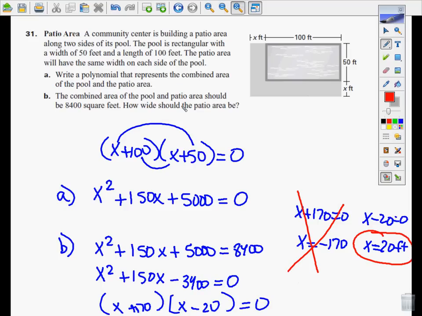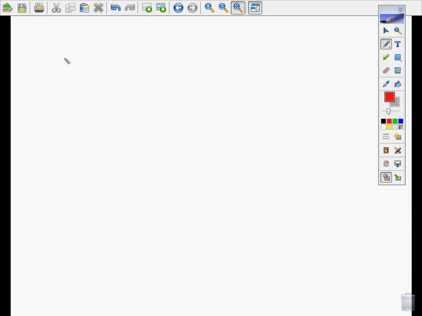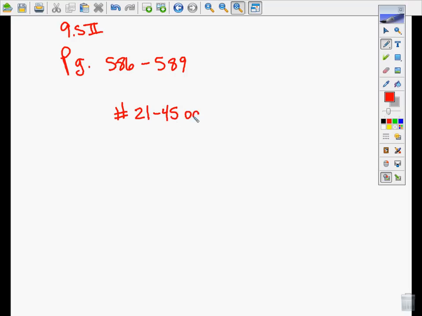Okay, I'm going to go ahead and give you your assignment if you would like to start it tonight. This is 9.5 part 2, and it's page 586 to 589, number 21 to 45, odd, 59 to 61, those are your lovely story problems, and 74 and 78.